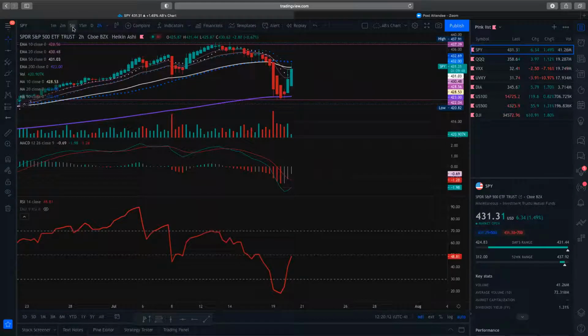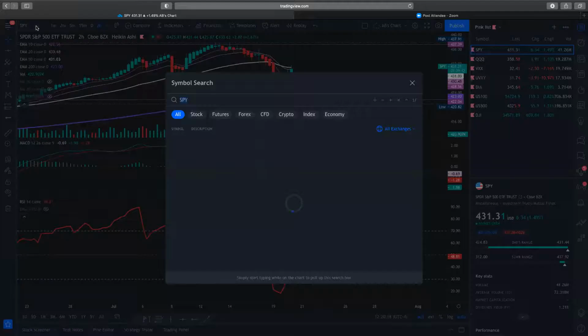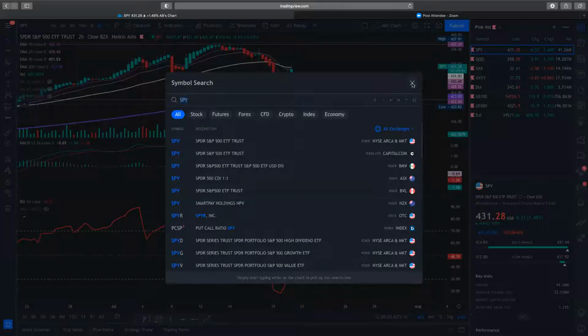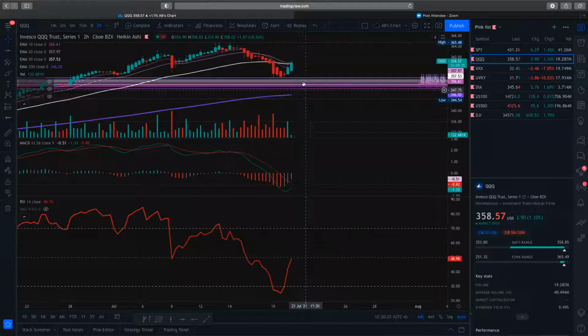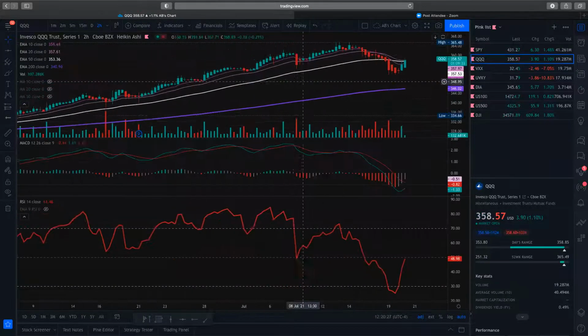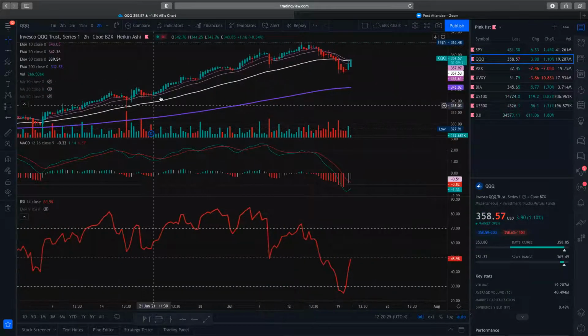Let's see. I'm going to take these symbols off and we can look at another stock. Let's look at the Qs. Oh, I've got a fib on here. Okay, so the Qs, you can see here, the Nasdaq has ripped.